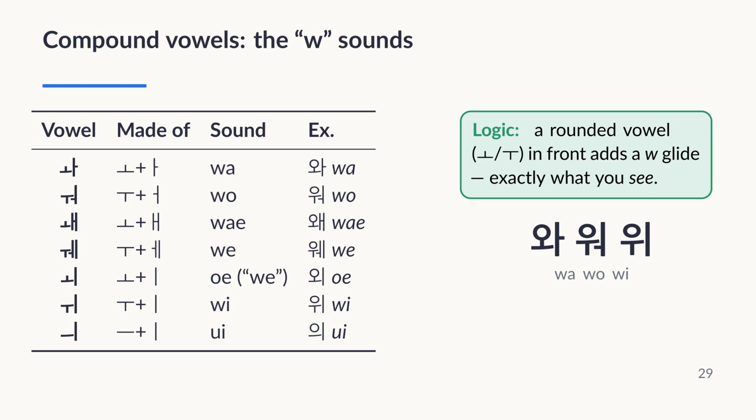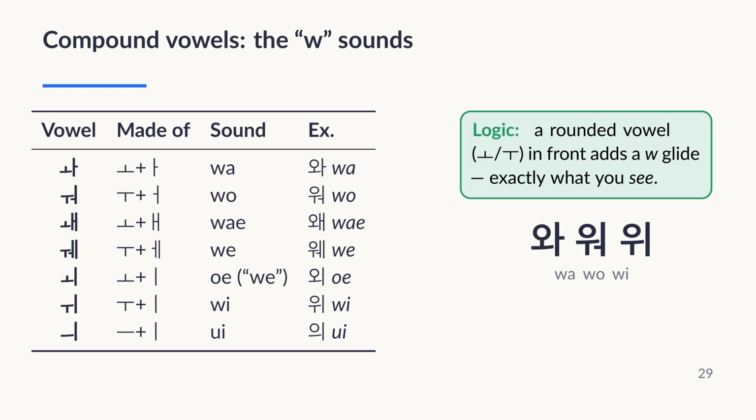The final vowel group is the W-type compound vowels, and although there are 7 of them, they follow one simple logic. If a syllable starts with the rounded O or U vowel and then glides into another vowel, you get a W sound at the front, exactly as the combined shape shows. Let us read them. O plus A gives wa, as in the example wa. U plus E gives wo, as in wo. O plus I gives we. U plus E gives we. Note that we and we sound almost the same, again because I and E have merged.